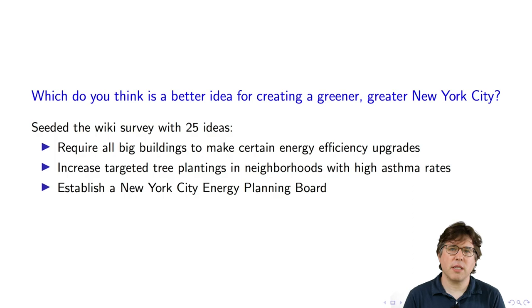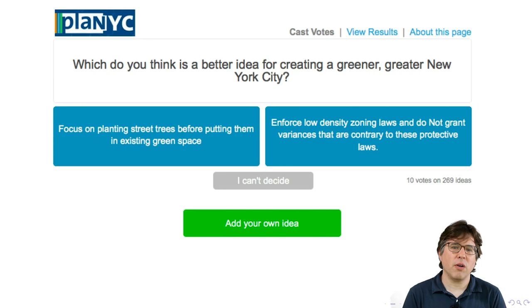These came from prior outreach that they had done. So these include things like require all big buildings to make energy upgrades, establish an energy planning board, and so on. Then they dumped all that into allourideas.org to create their own wiki survey, which we created for them and gave them a URL, allourideas.org/plannyc. This is an example of what it looked like.